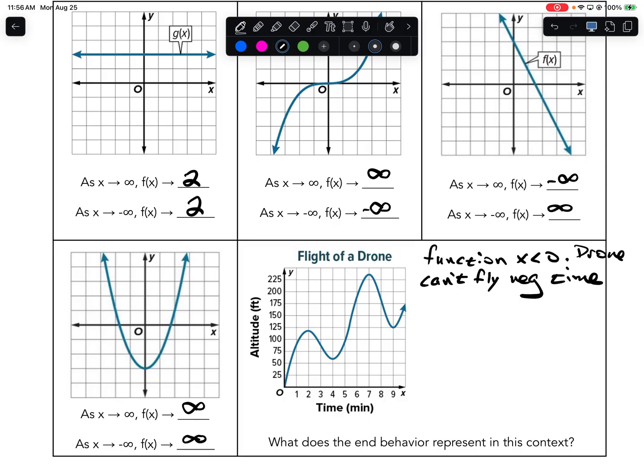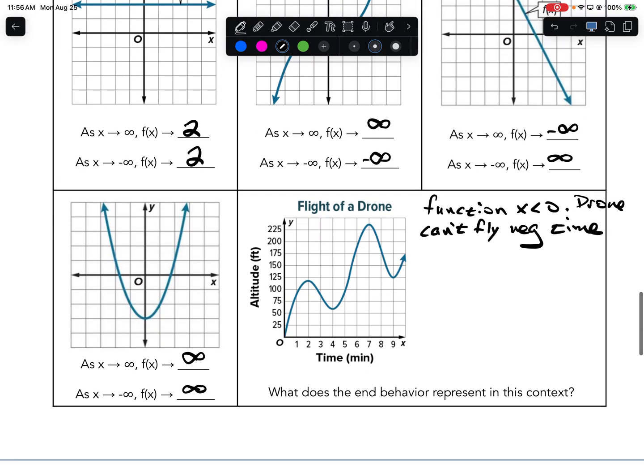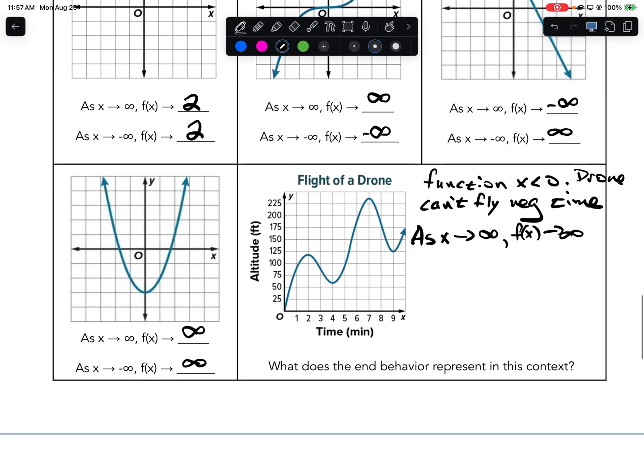Okay? As x goes to infinity, what's f of x do? Also infinity. So the drone's expected to fly higher and higher, but in real life, that's not a thing, right? Because you'll lose contact with your, what do they call it? Control deck. I was going to say flight deck. So not true in real life, right?